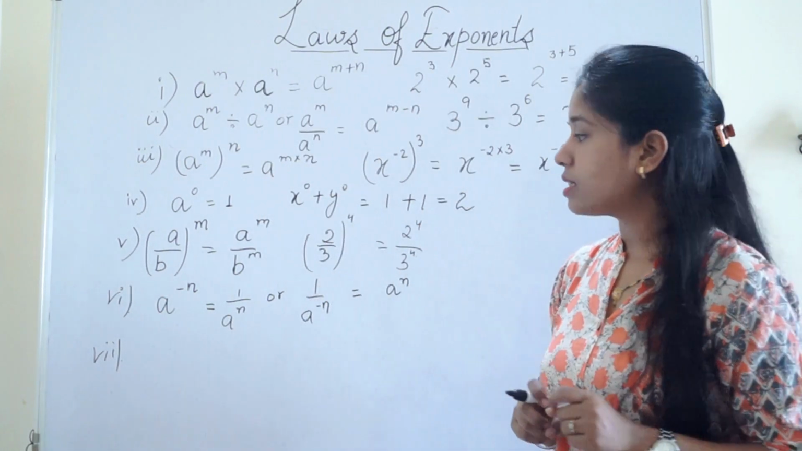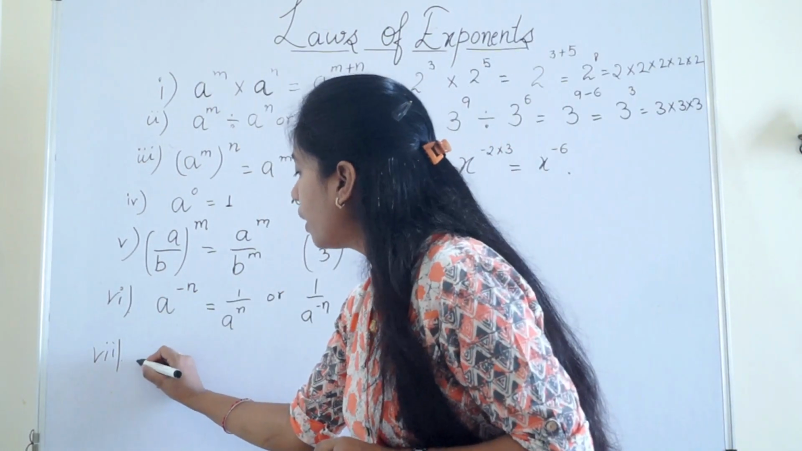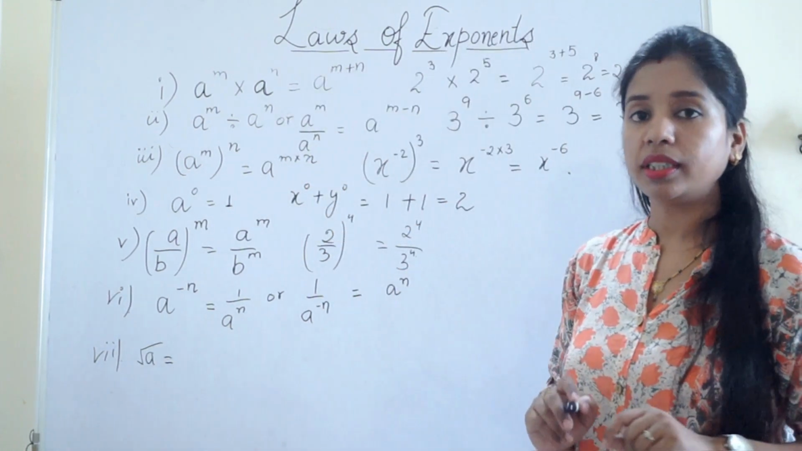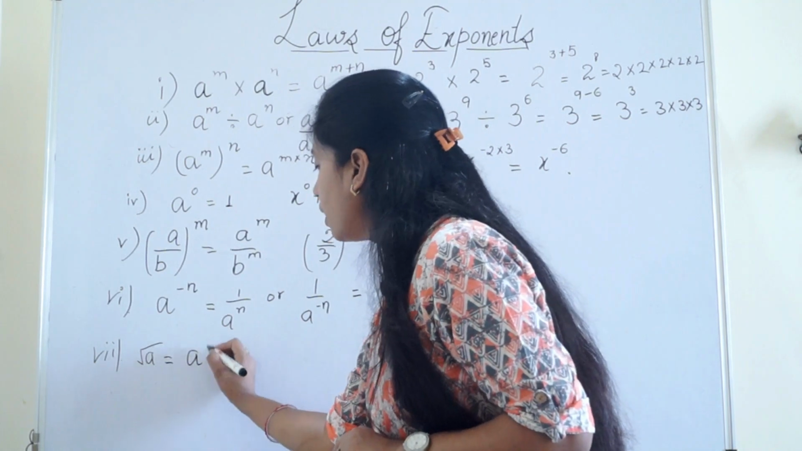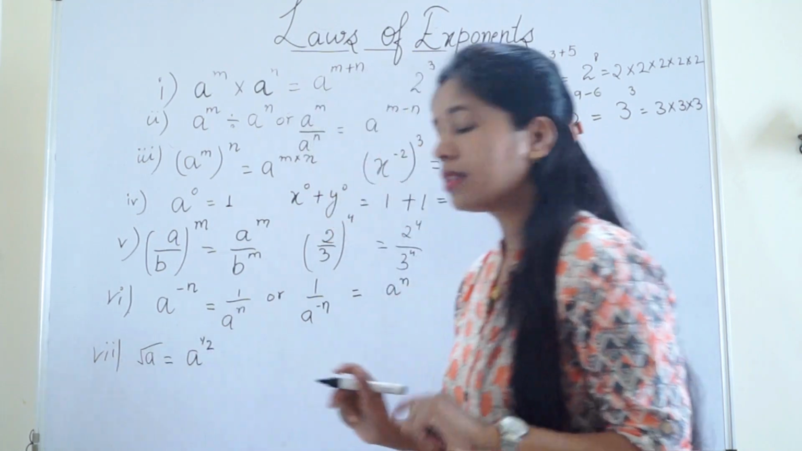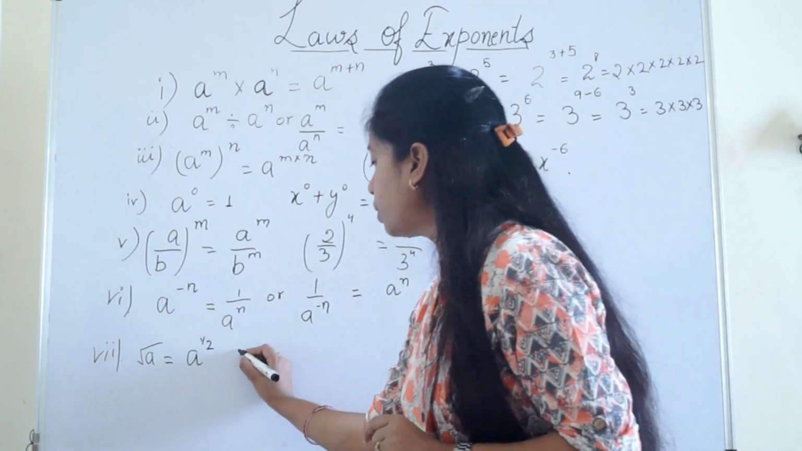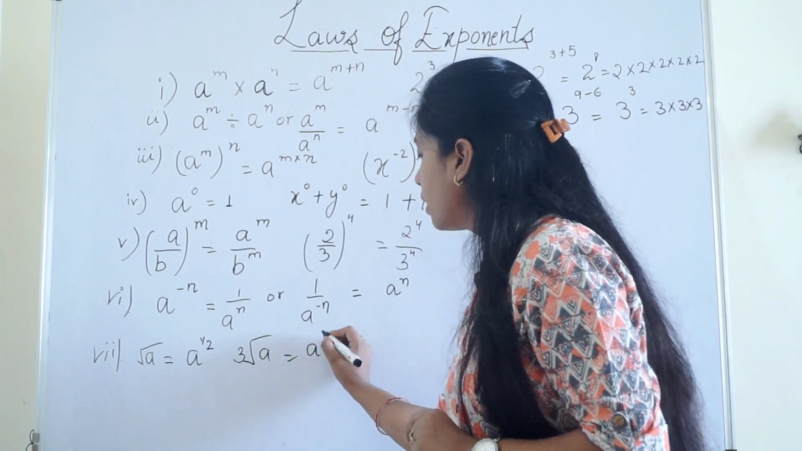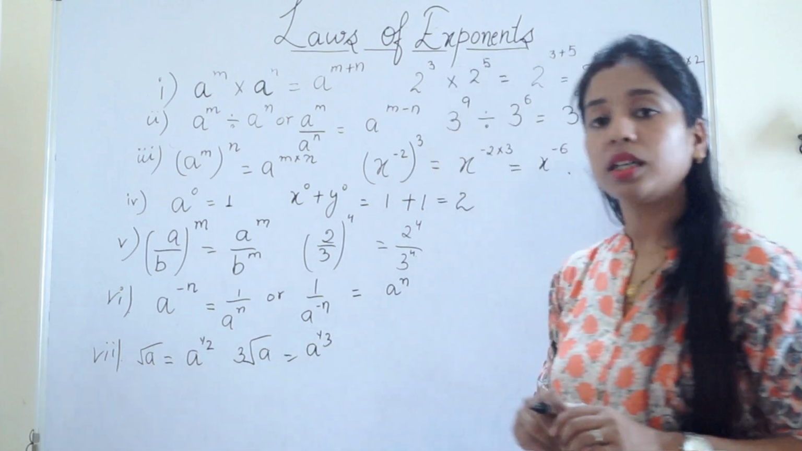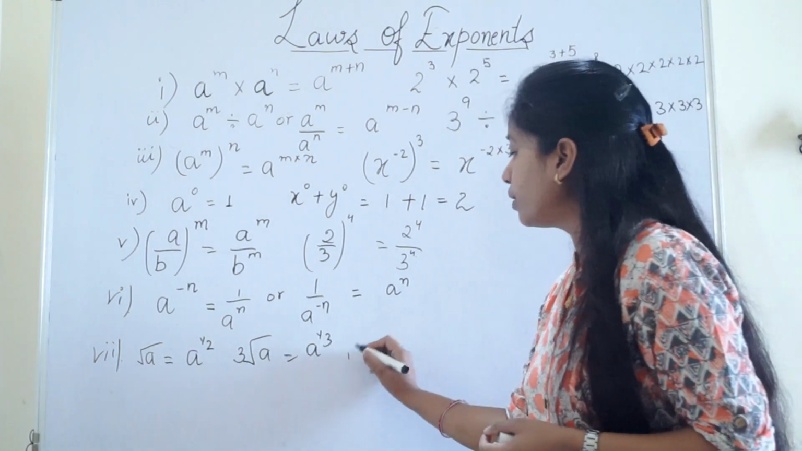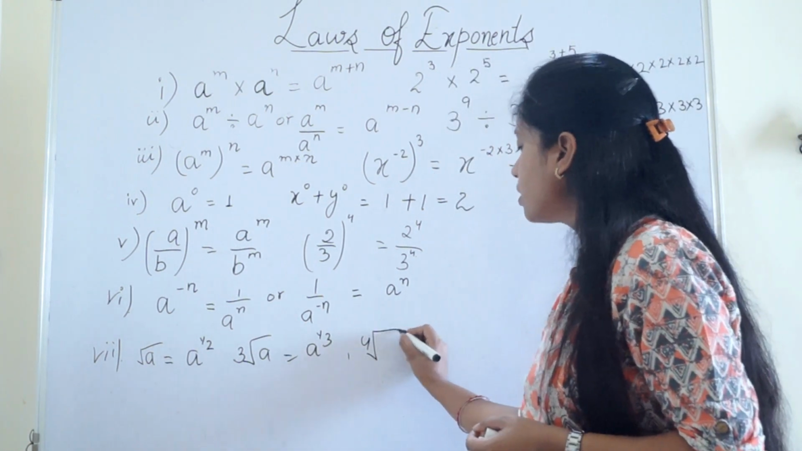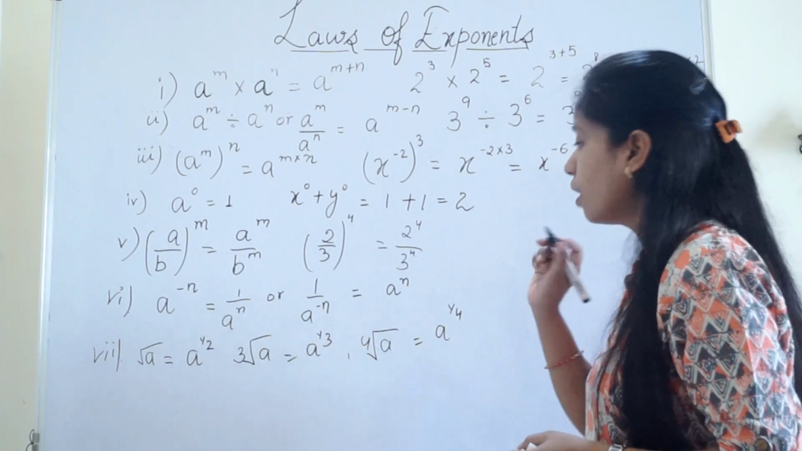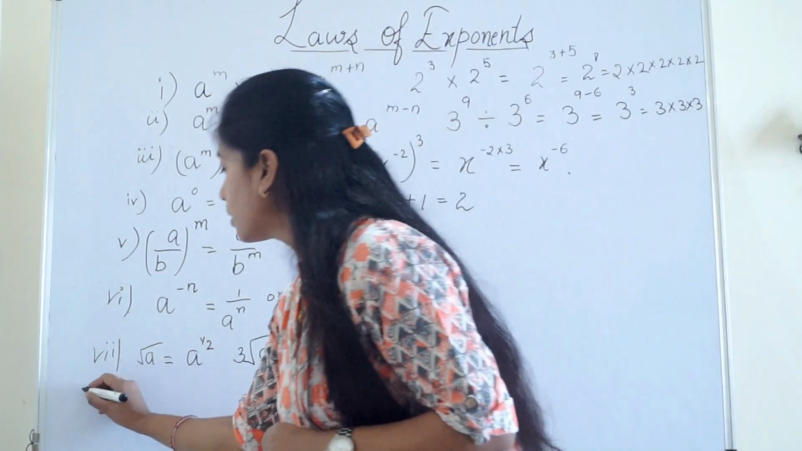another law which states that suppose I have the square root of a. How can I write this? Square root of a can be written as a to the power 1 by 2. Similarly, for a cube root or third root, I can write a raised to the power 1 by 3. Similarly, the fourth root can be written as a to the power 1 by 4.